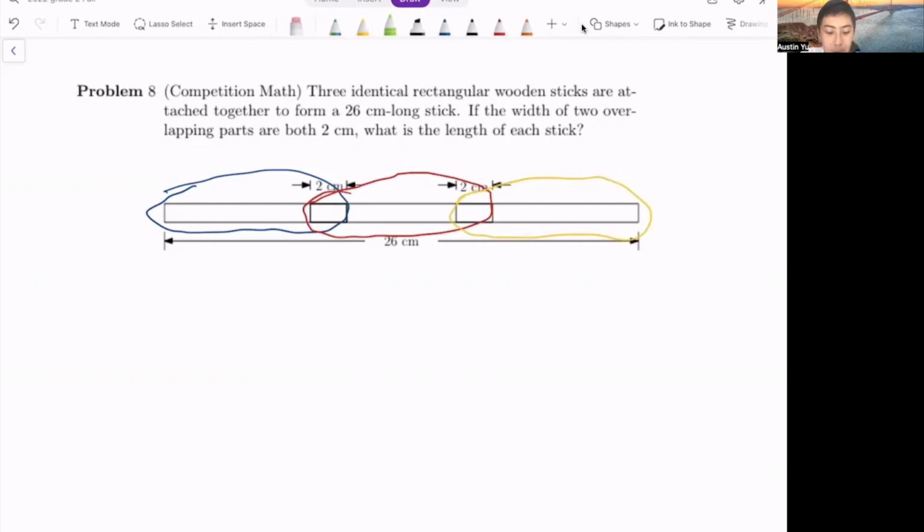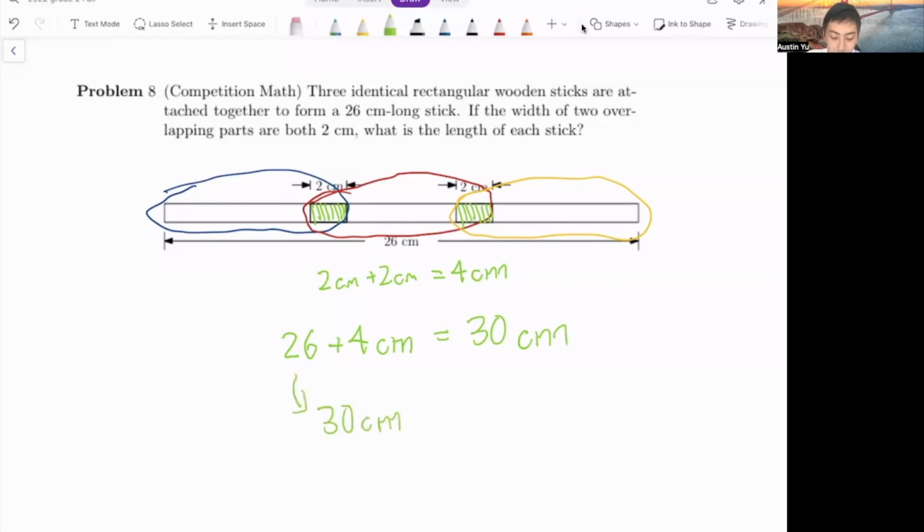So as you can see in green, 2 2-centimeter parts are overlapped, and the total overlapping parts, or the surface area covered, is 4 centimeters. So since these are counted twice, we can just add them to the total length, which is 26 plus 4 centimeters equals 30 centimeters. And since these are overlapped, 30 centimeters is just the length of 3 of these identical rectangular wooden sticks. So each of them should be 10, 10, and 10. So the answer is 10.